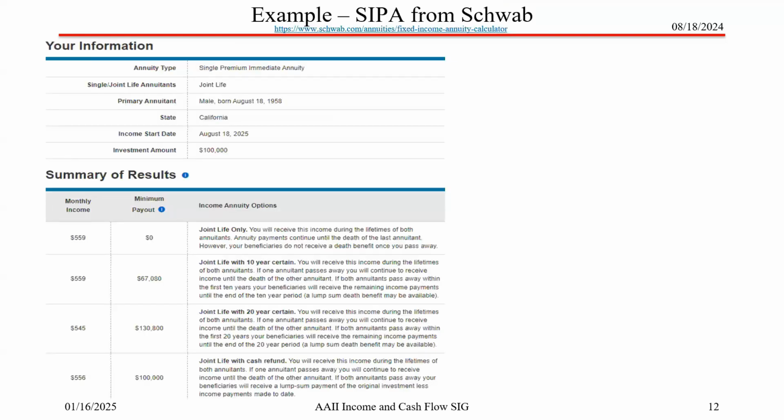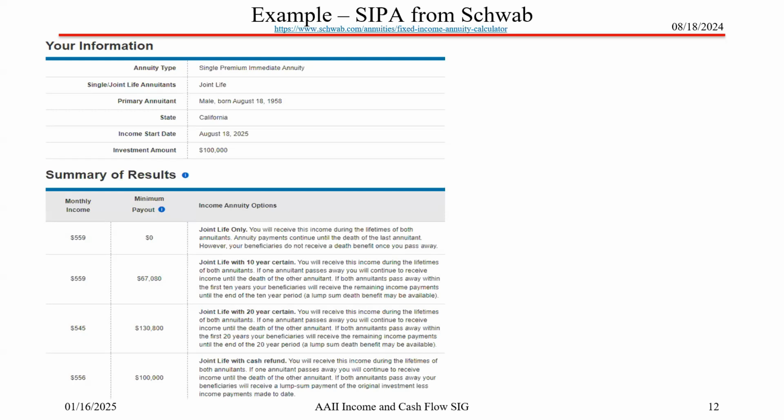I'm gonna show two examples, I think. This one is a single immediate payment from Schwab. At the top of the graph it shows you the information I provided. It's a SPIA, single premium immediate annuity. It's a joint life, so I'll show you what the joint life means.